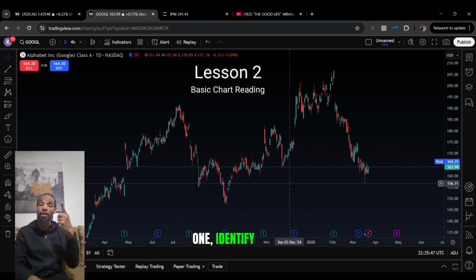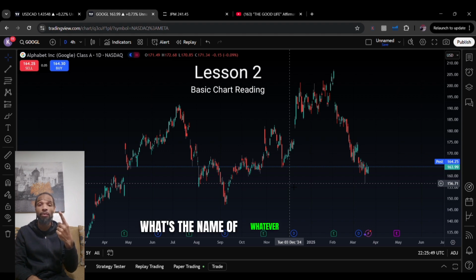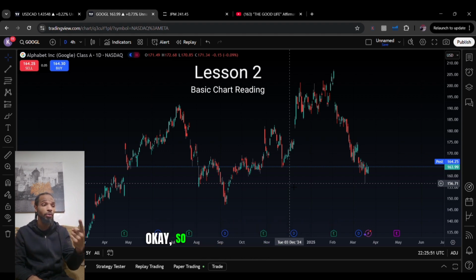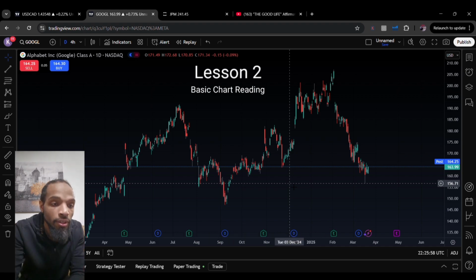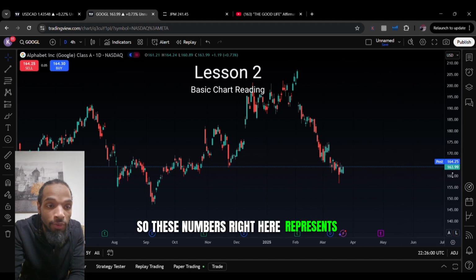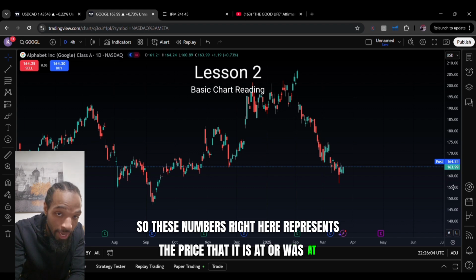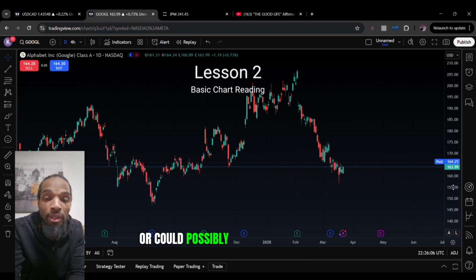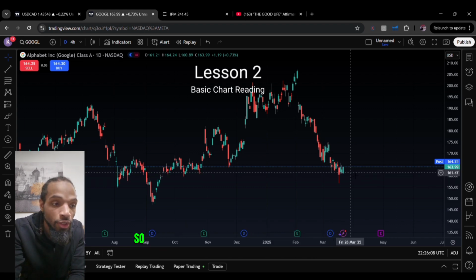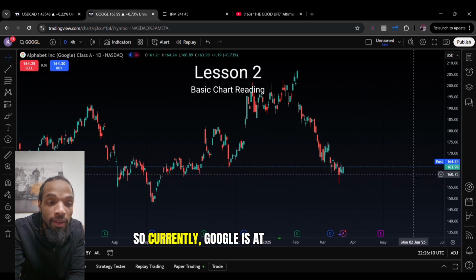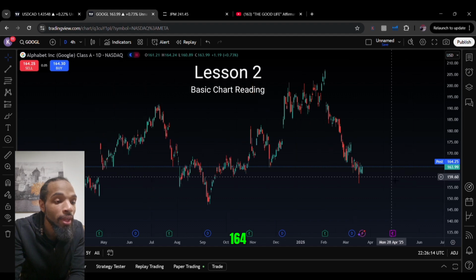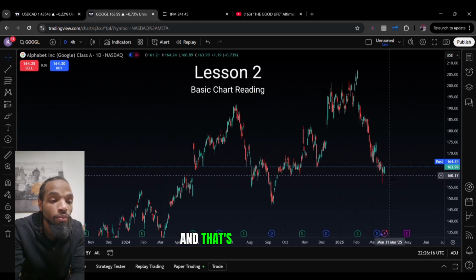1, identify. What's the name of whatever it is that we're looking at? Okay, so we know that this is Google, we're in a stock. Number 2, where is the price? So these numbers right here represent the price that it is at or was at or could possibly be reaching towards. So currently Google is at $163, basically $164. And that's number 2.